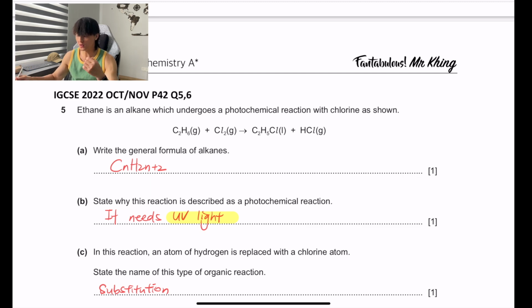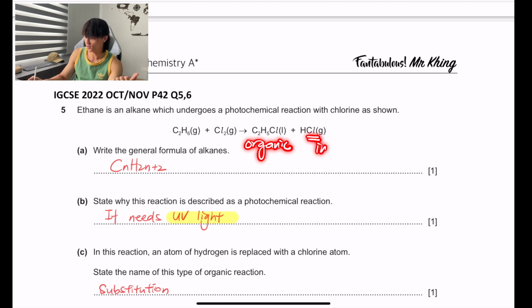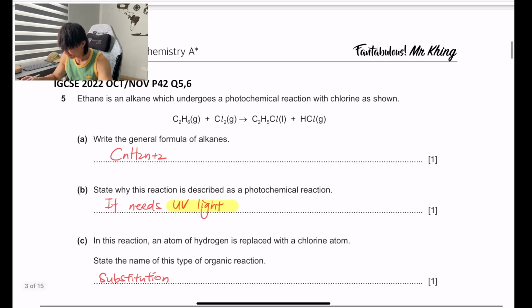Remember, organic compounds are compounds that contain carbon, and inorganic compounds don't contain carbon. So if you refer back to this equation, a substitution reaction always forms two products. This one with carbon is the organic product. This without carbon is the inorganic product. Please think about this.